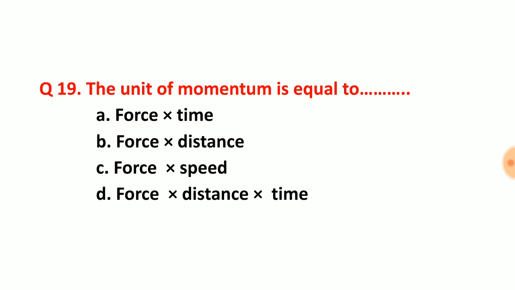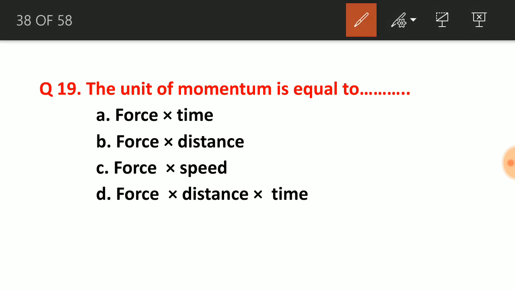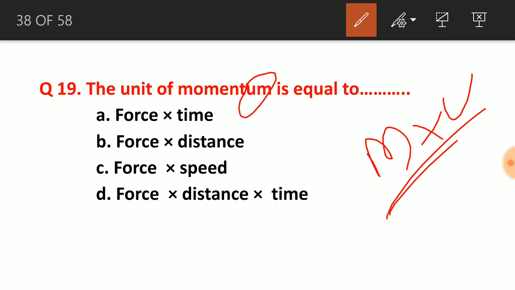Question number 19. The unit of momentum is equal to, as you know, momentum is mass into velocity. U is velocity, M is mass. So mass into velocity is equal to force into time, if we calculate the unit. Force into time is called impulse. Impulse is equal to mass into velocity in the sense of unit.